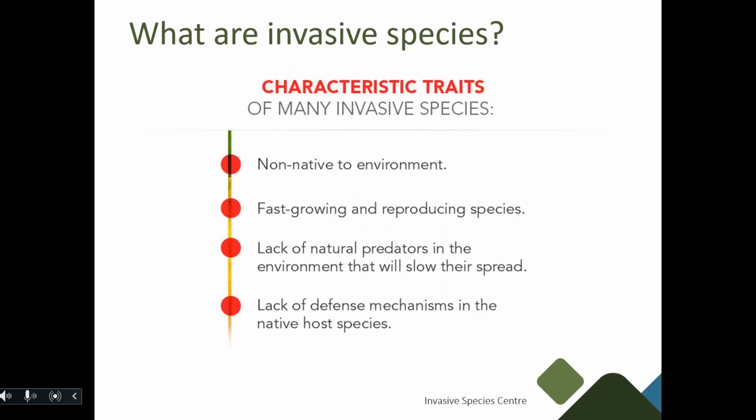So some of the characteristics of invasive species include that first step, which is non-native to the environment. So again, it can't stop there. It has to have other characteristics. And these can include fast growing and reproducing quickly or in large quantities, a lack of natural predators in the environment that will slow its spread, and a lack of defense mechanisms in the native host species.